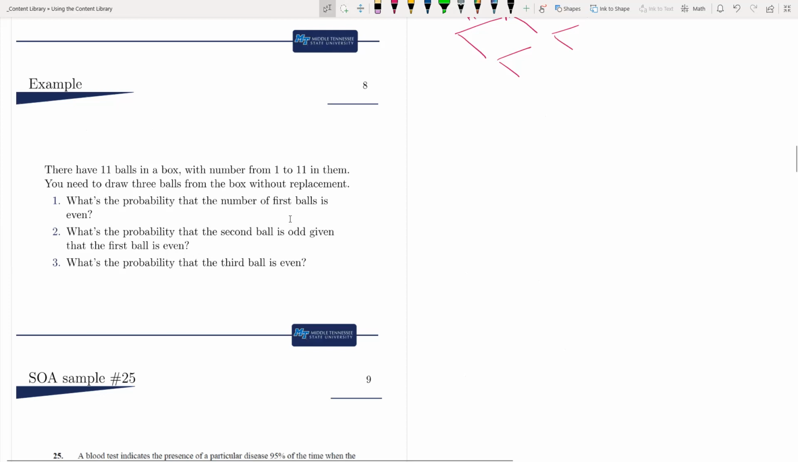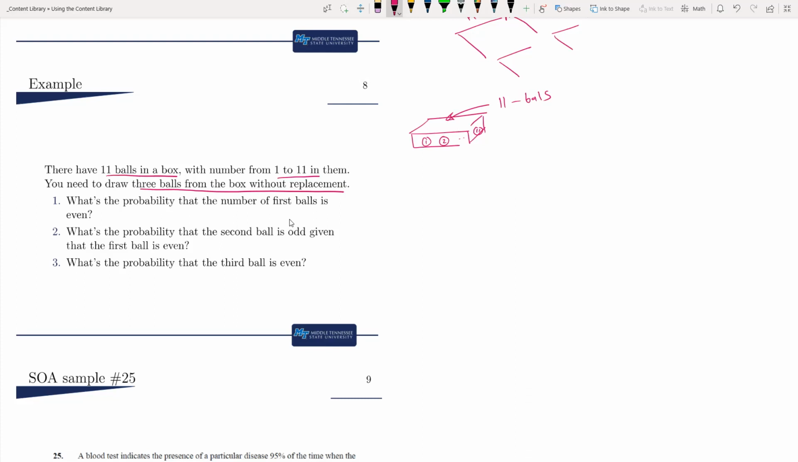So here you can see another example. There are 11 balls in the box. So you have a box. So there are 11 balls, and they are numbered from 1 to 11. Okay, so you have 1, 2, and so forth, all the way up to 11. You need to draw 3 balls from the box without replacement. So you are taking one by one without replacing it.